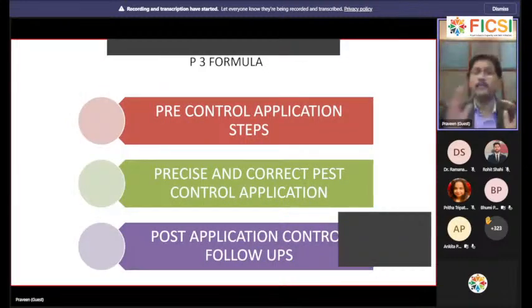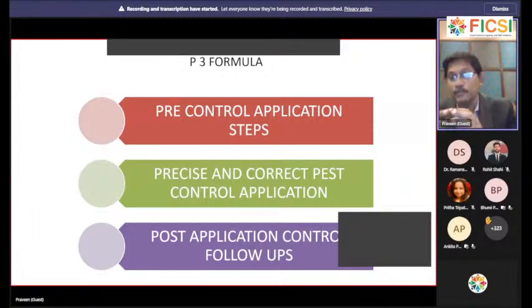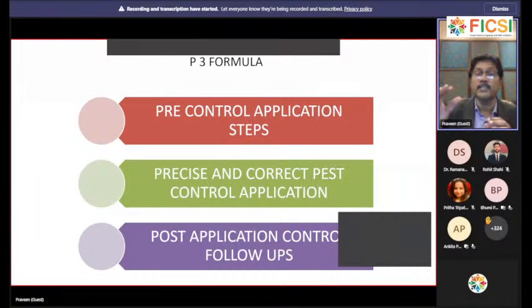I always advocate the P cube formula. According to me, P1 is pre-control application steps. We will have to be very clear that if the pest control contractor has promised what he is going to do, we must ask him, sir, what are the conditions that will make your pest control application much more effective? And if he says A, B, C, then we will have to ensure that the pre-control application steps are fulfilled. Then number two, we will have to have the right kind of supervision and monitoring system on precise and correct pest control application, which is P2. And P3 is post-application control follow-ups. Now, this is also extremely important.